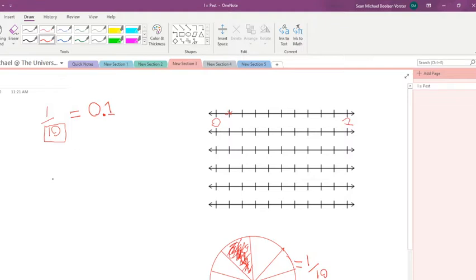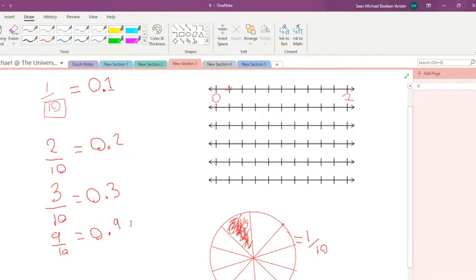Now if we say 2/10, right? 2/10 is written like this in the decimal system. That is 0.2. And 3/10, can anyone guess what 3/10 would be? Well, it's going to be 0.3, and so on, all the way up till we get to 9/10, right? And then you can say 0.9.